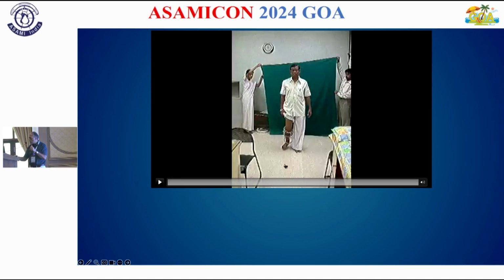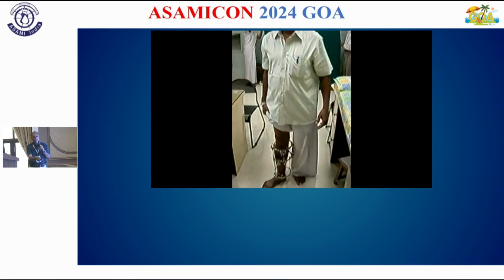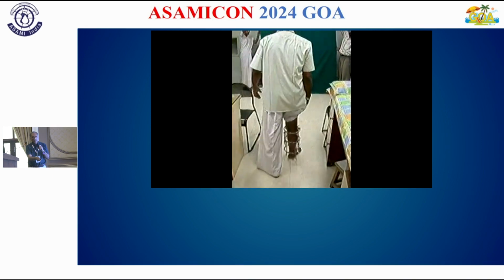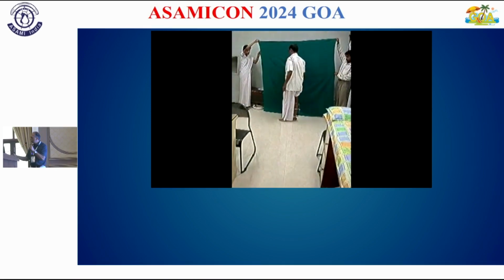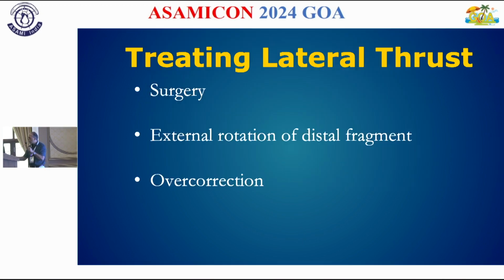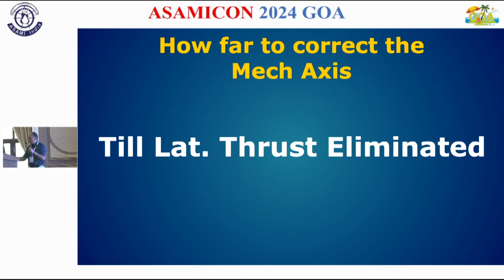And this is how we stop the correction. You can see the tiny external rotation and there's no more lateral thrust. As soon as the lateral thrust is eliminated, we stop the correction. And that's the beauty about the Elizarov, that you can achieve this and give them long-term results. So we've gone through this.